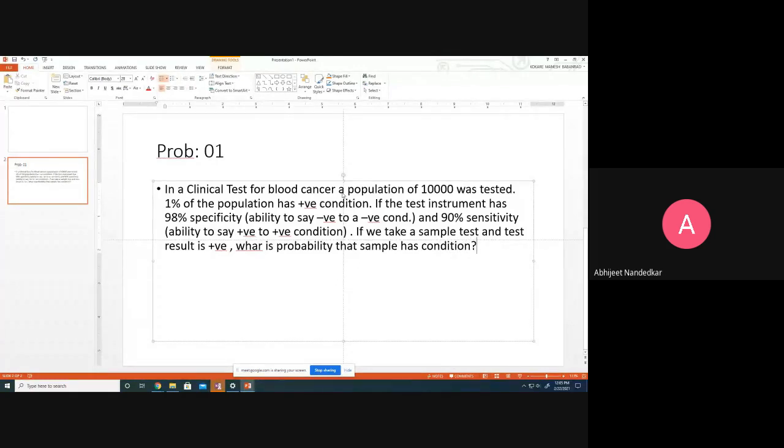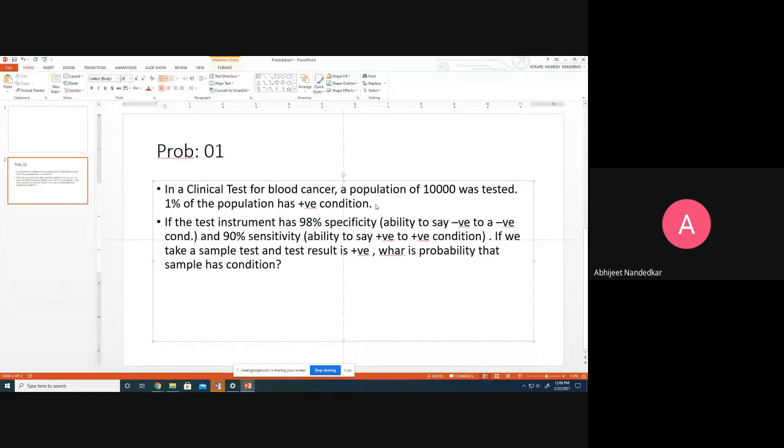I repeat the problem. In a clinical test for a blood cancer, a population of 10,000 was tested. 1% of the population has the positive condition. The test instrument has 98% specificity, that is the ability to say no to no, the ability to say negative to a negative condition, and 90% sensitivity, that is the ability to say positive to a positive condition. Then the question is, if we take a sample and the test result is positive, what is the probability that the sample has the condition? Okay, so this is a real life example where we have to solve such kinds of problems.